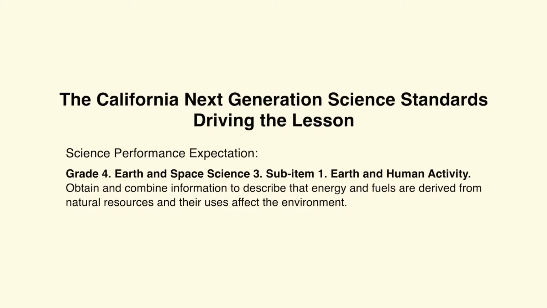The California Next Generation Science Standards driving the lesson. The science performance expectation is Grade 4, Earth and Space Science 3, Subitem 1, Earth and Human Activity, where students who demonstrate understanding can obtain and combine information to describe that energy and fuels are derived from natural resources and their uses affect the environment. Watch for how this California Science Standard is addressed throughout the lesson.